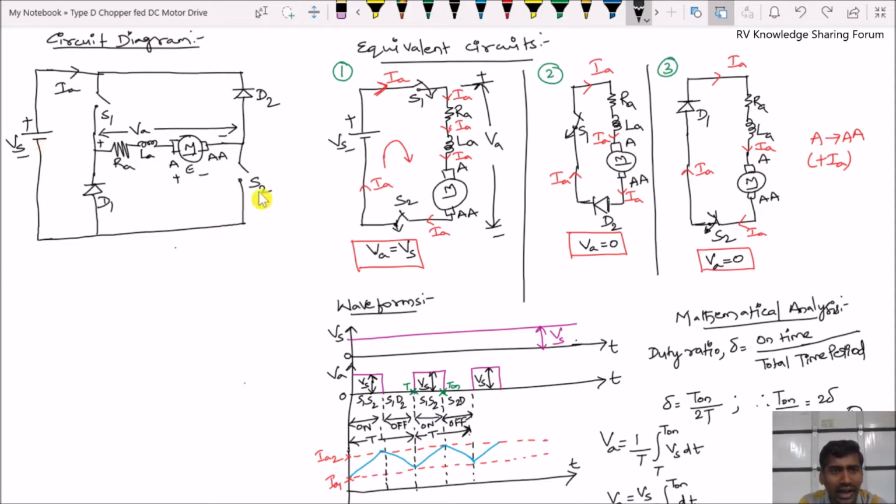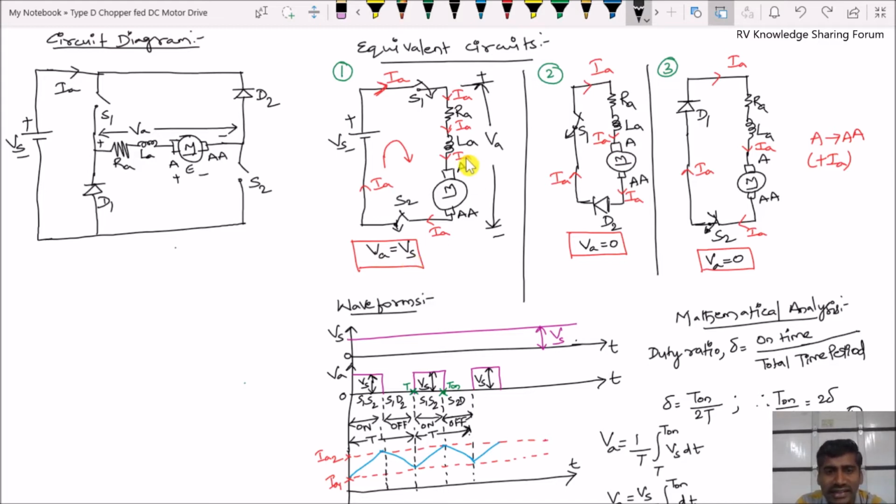This current flow I have drawn in equivalent circuit 1. The armature current IA starts from the positive terminal of the supply voltage, flows through the switch S1 and enters into the motor, and enters into the switch S2 and reaches the negative terminal of the supply voltage. If we apply KVL to this loop, we will get VA is equal to VS. That means the armature output voltage is equal to the supply DC input voltage.